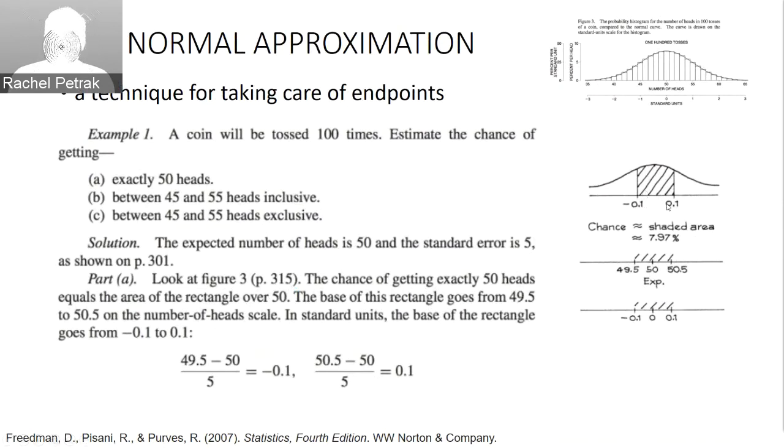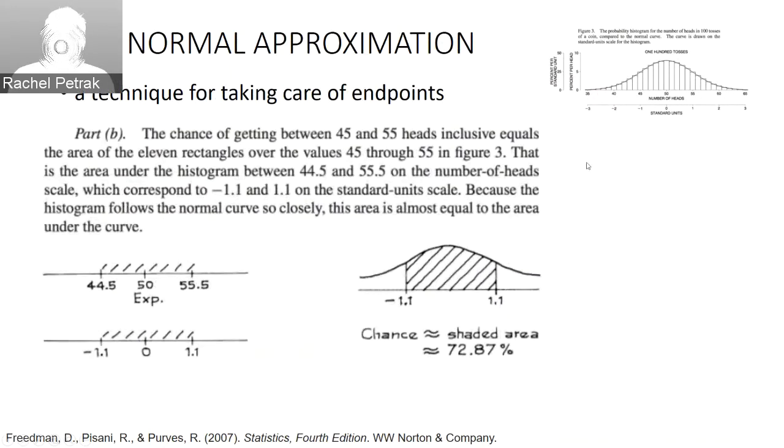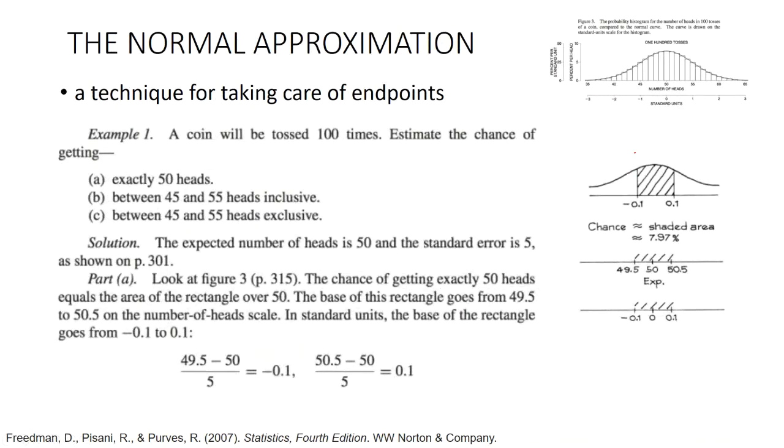When we go and look up this area on our Z table, we can see that it's going to be equal to 7.97%. So there's a 7.9% chance of getting exactly 50 heads.